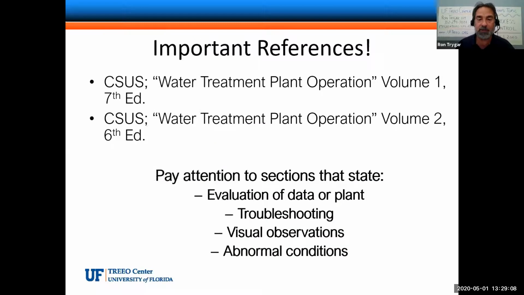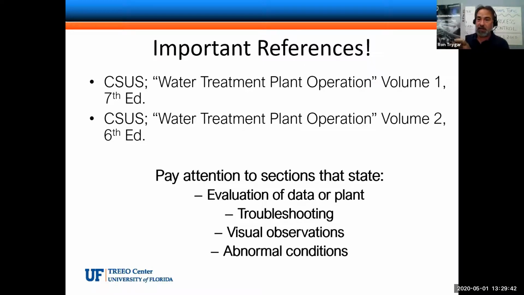All right, so we have some important references to talk about. A lot of people ask, where do these questions come from? How come I can't find these in the books? I'm not sure what to study. So we've got our couple of course manuals here. These are the California State University, Sacramento Water Treatment Plant Operation, Volume 1. And we're going to be pulling references from that for the process control portion. And then we also have the Water Treatment Plant Operation Volume 2, which is right here.